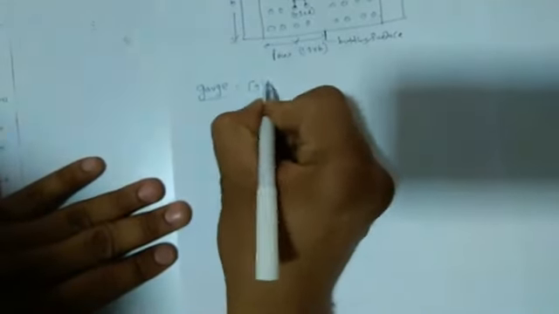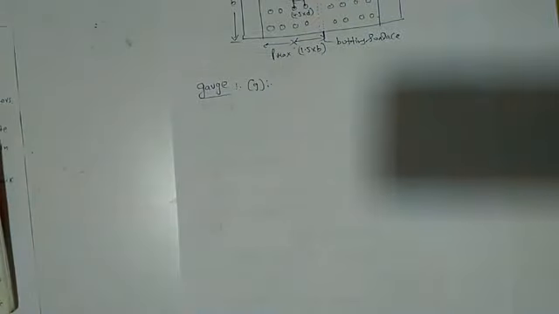Gauge. What do you mean gauge? Gauge is nothing but the distance between the centers of two bolt holes, measured perpendicular to the line of action of the force. Perpendicular to the line of action of the force. That is called gauge.